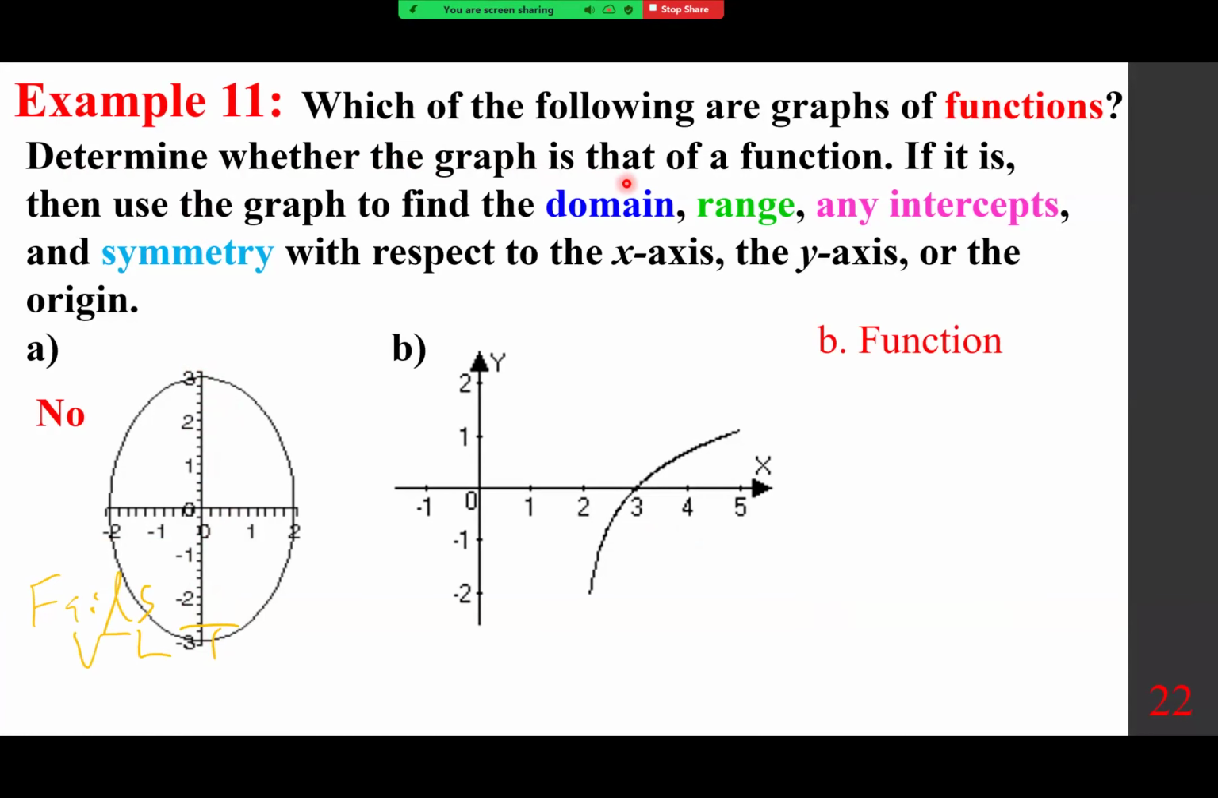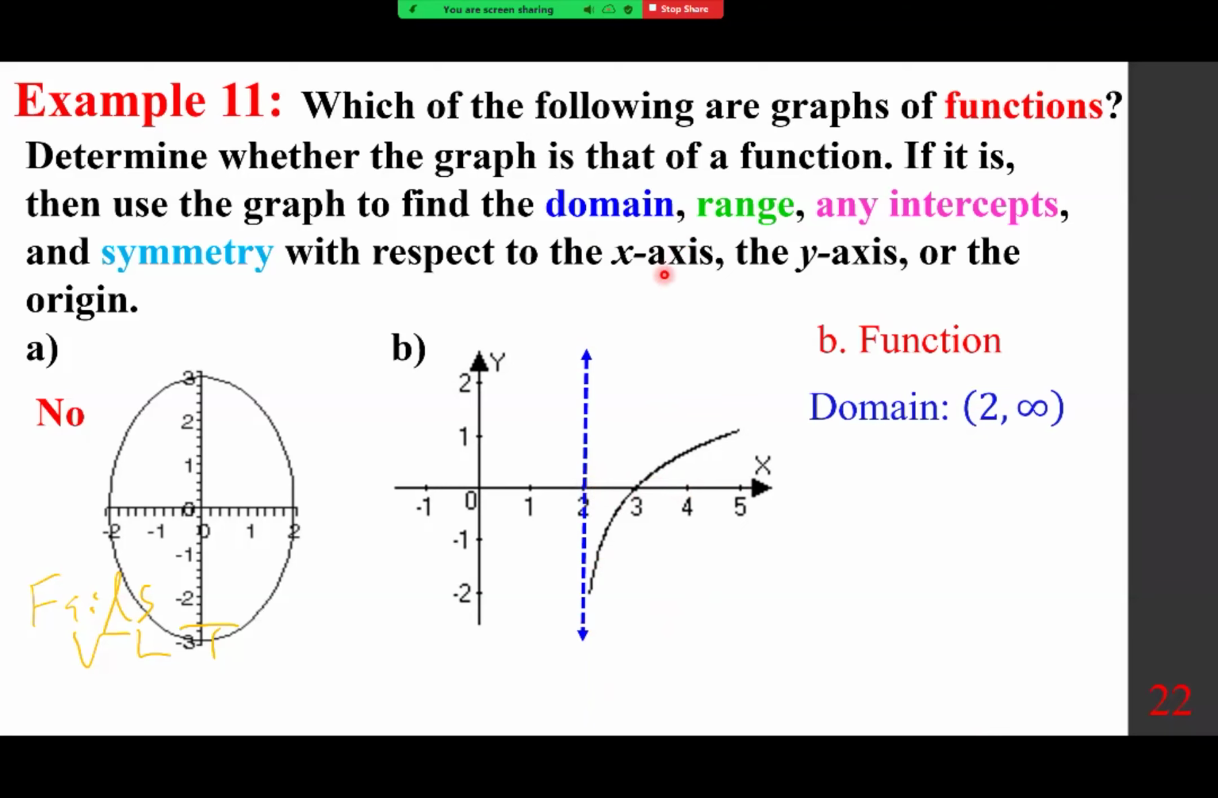Determine whether the graph is that of a function. If it is, then use the graph to find the following. So this, forget it. Let's find the domain, range, everything else for this one. Let's start with the domain. To understand the domain here, you really have to recognize there is a vertical asymptote at 2. So the domain is from 2 to infinity. 2 is not included. That means you put a parenthesis.